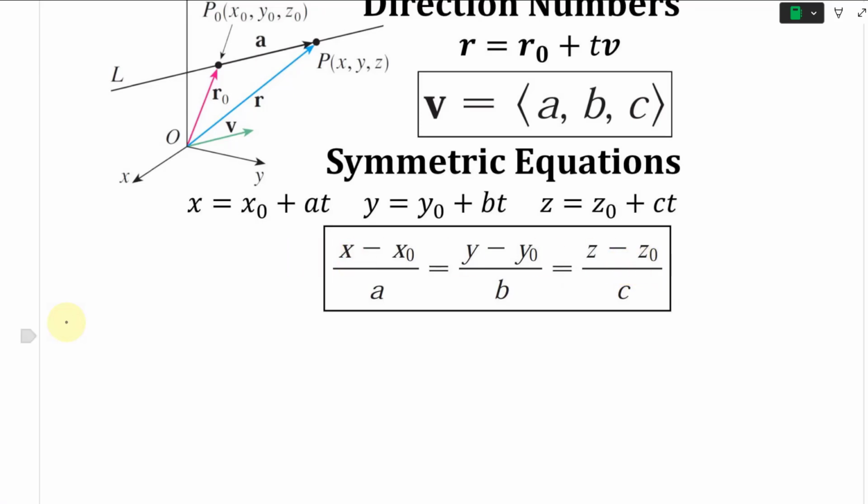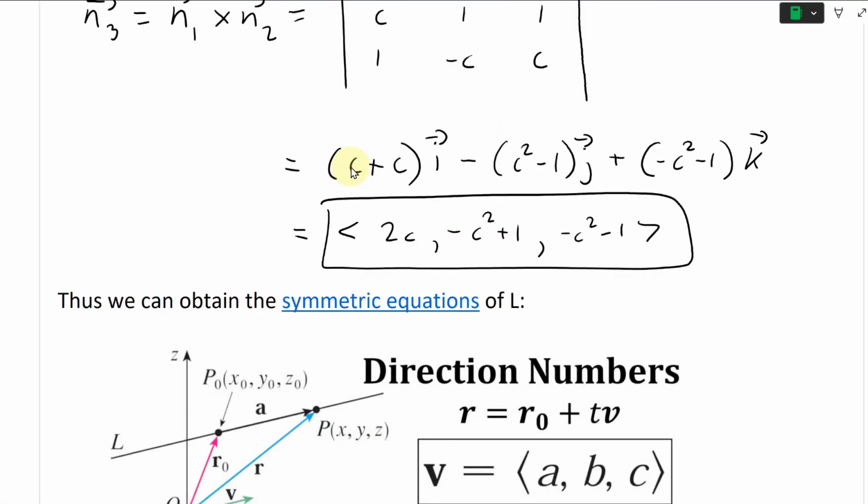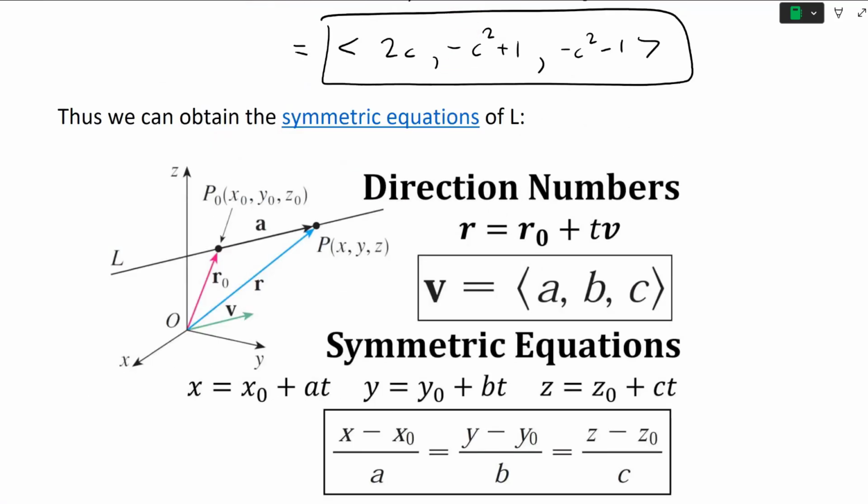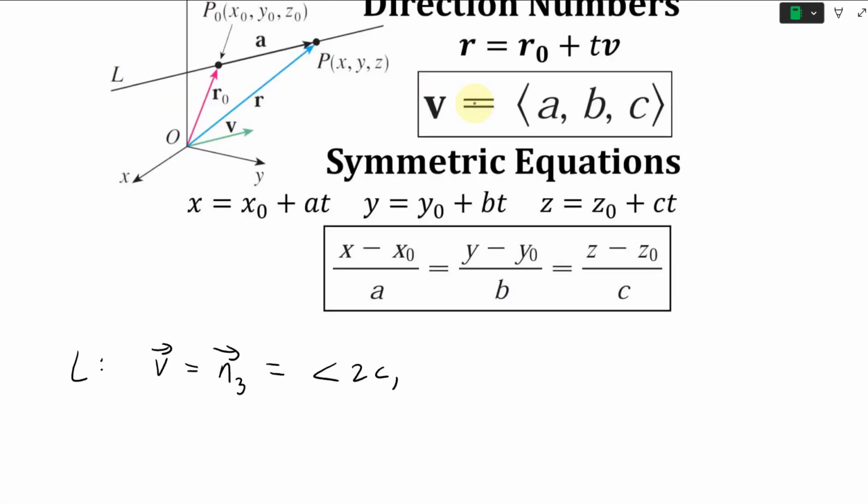So in our case, let's say our line L has a direction vector, like here, that's the parallel vector. This equals 2, and this is going to be our N3. This just equals 2. I'll put this N3 like that. In our case, this equals 2c, minus c squared plus 1, and then that's the next one, and then minus c squared minus 1, like that.